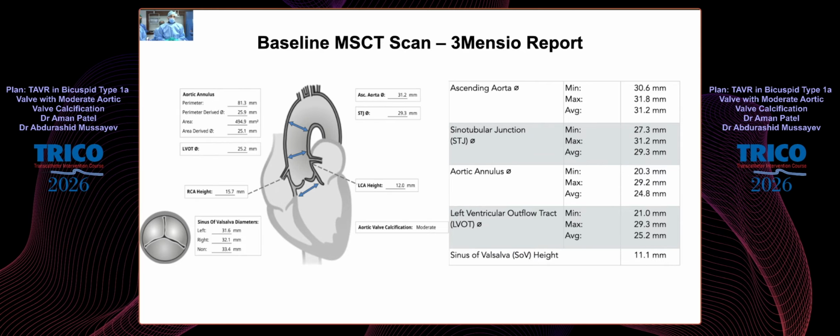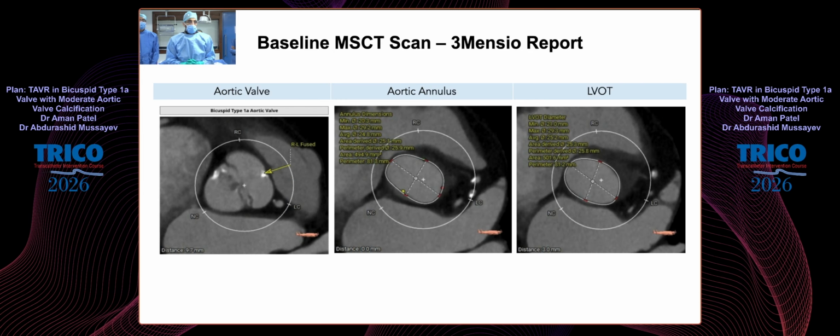So this is the baseline CT scan. We have a good sized annulus, a good coronary height. The minimum annulus diameter is 20.5. Next slide. And it's a bicuspid aortic valve type 1A. We see that the right and left cusps are fused by a raphe. So in such cases, when we deploy the valve, there is a high chance that the valve gets shifted towards the non-coronary site. If there is a risk of coronary obstruction, the raphe sometimes helps mitigate this risk.